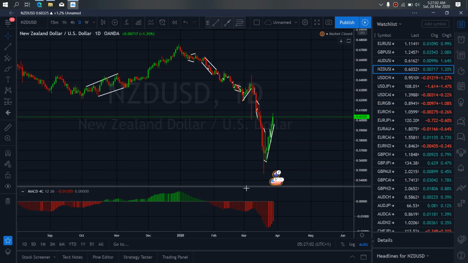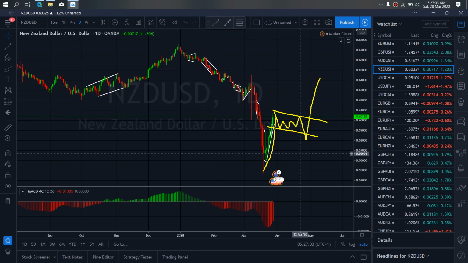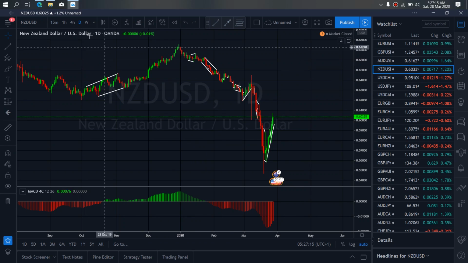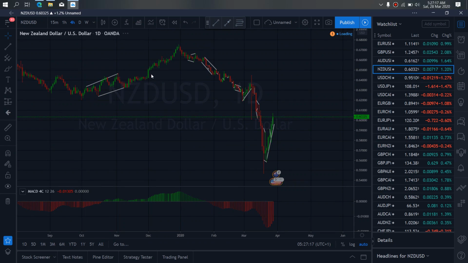Or on New Zealand dollar for this week, New Zealand dollar has been on this upside momentum, so we want to watch them give us sideways corrective structure here and then they resume the buy momentum upside. So we want to watch out for this week on New Zealand dollar.